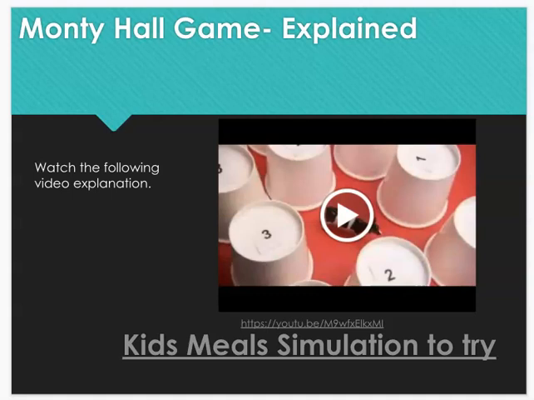If you finish it and you want to try your own simulation, there's a link to an activity right here that's Kids Meal Simulation to try.